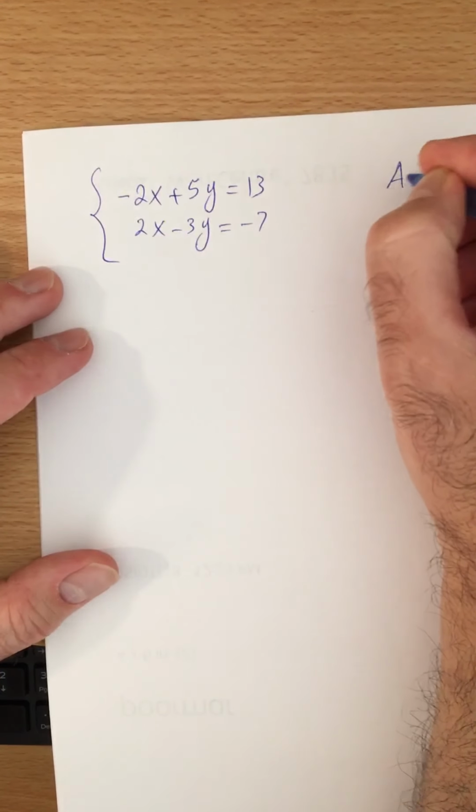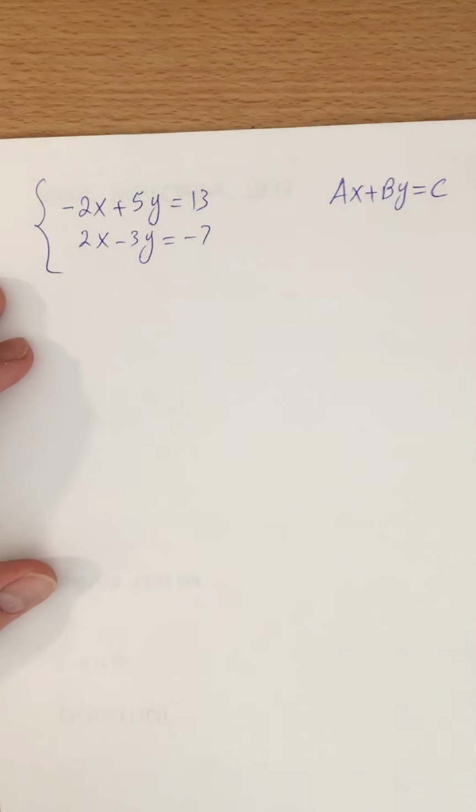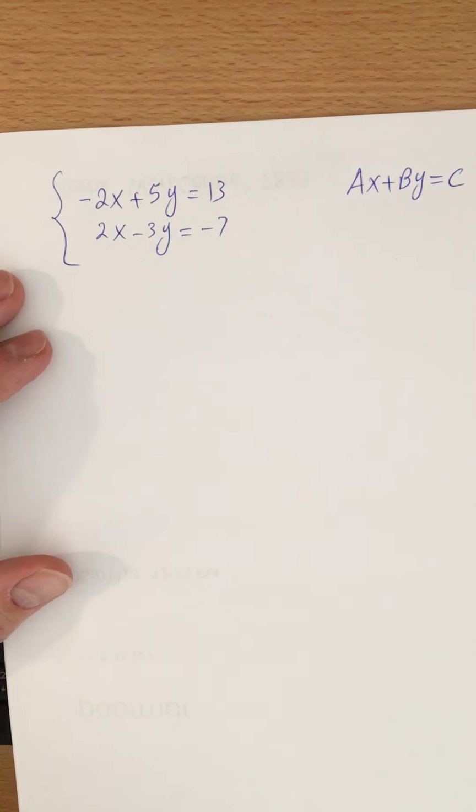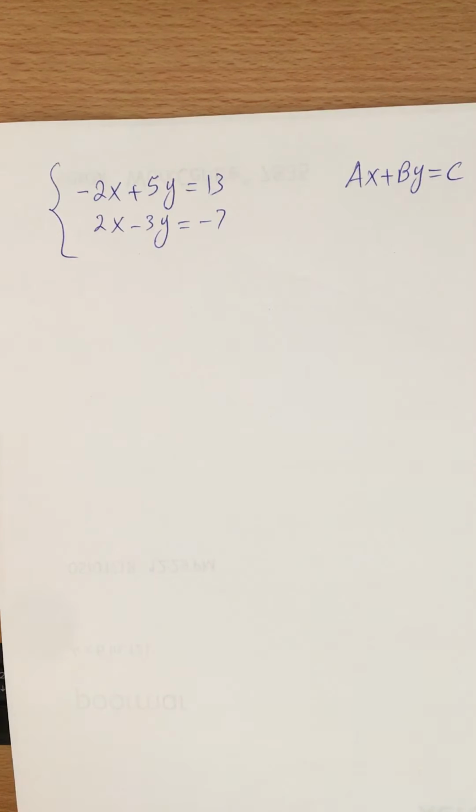That means they're in this form. That is, both variables are on the same side of the equal sign. And our system, our equations are already in that form. Then you look at your system, both of your equations, and see which variable is easier to eliminate.